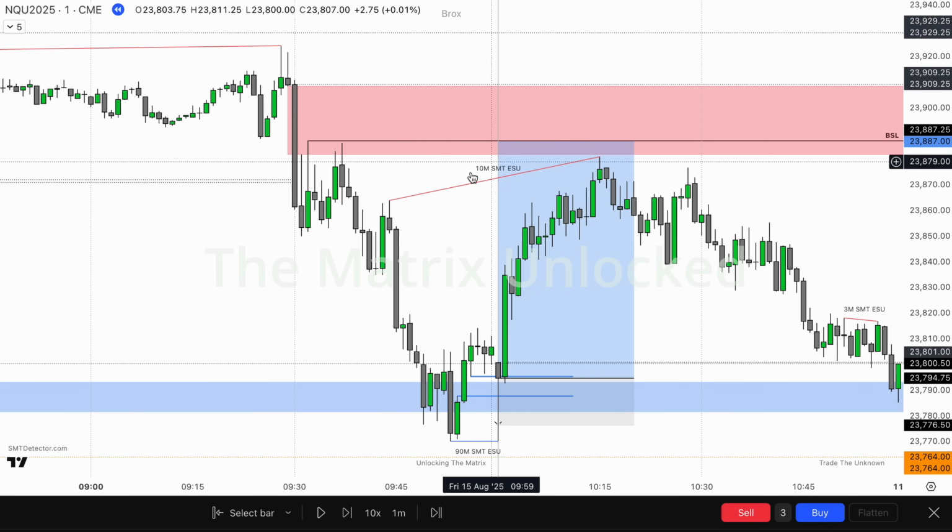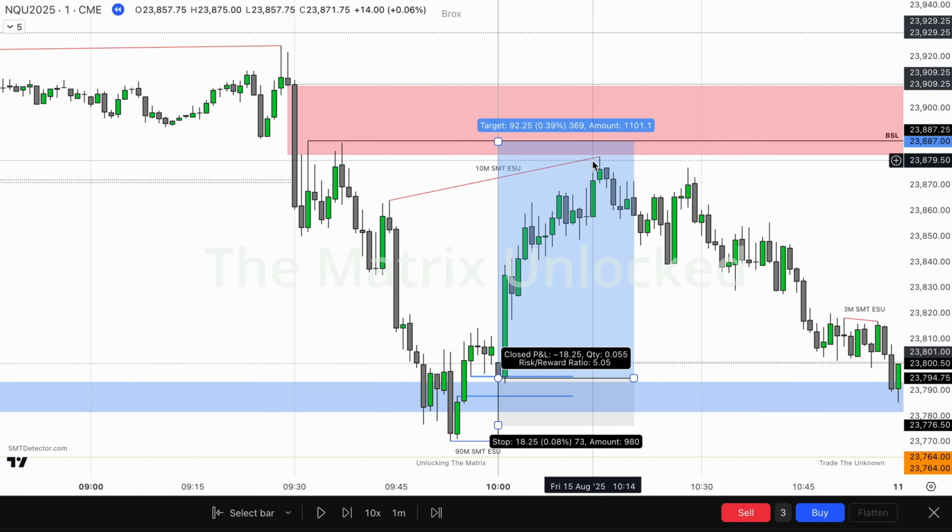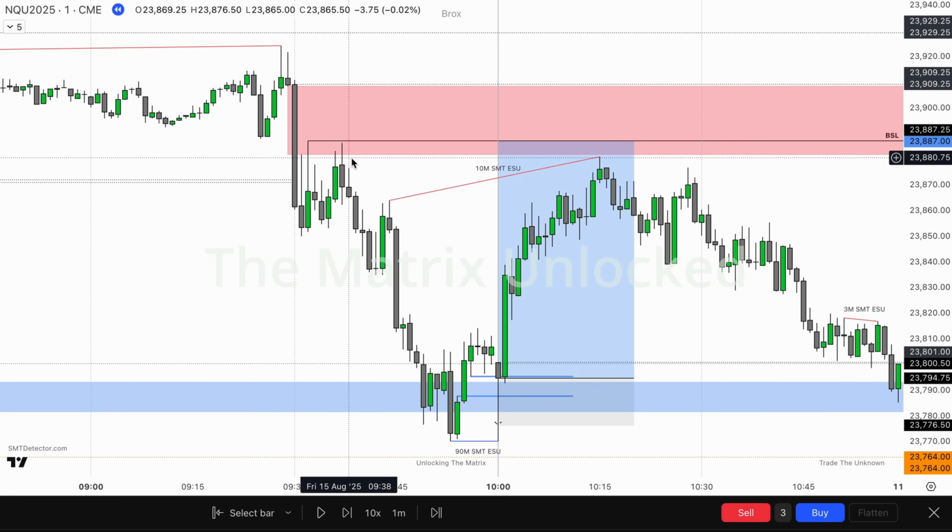So I'm seeing the fact that we now have this SMT. We have a 10-minute SMT at this high, which should have delivered to our target. At this moment, I'm already starting to be more cautious. So what am I looking for now? I'm looking to see what sort of reaction are we going to get from that SMT.